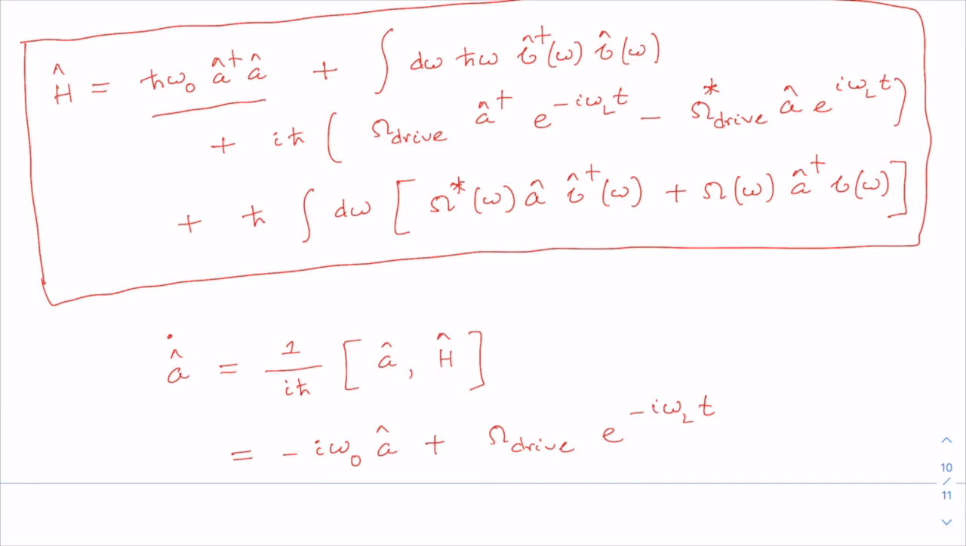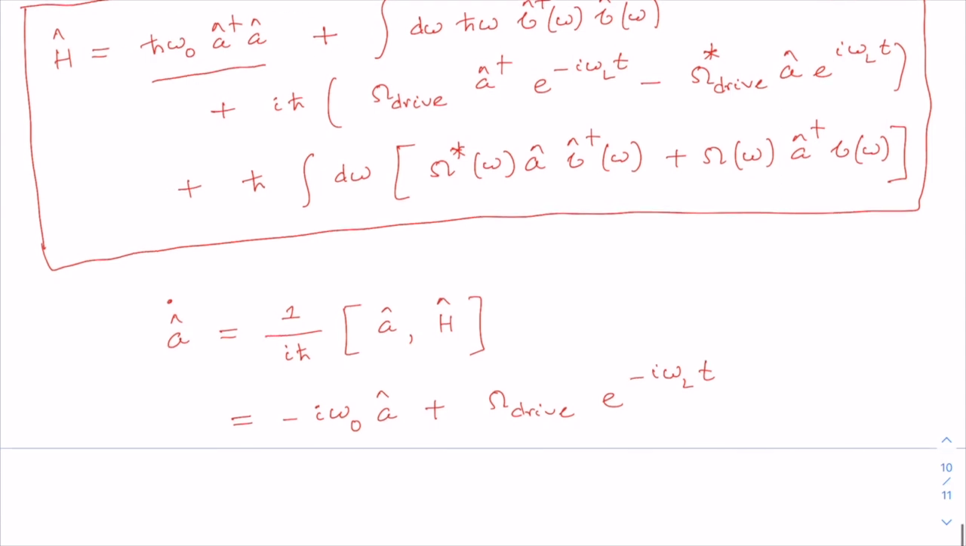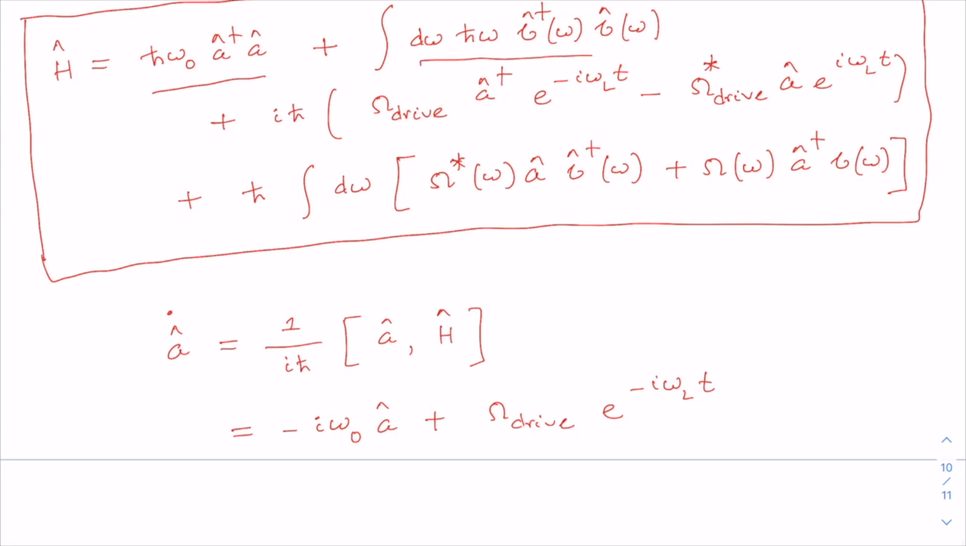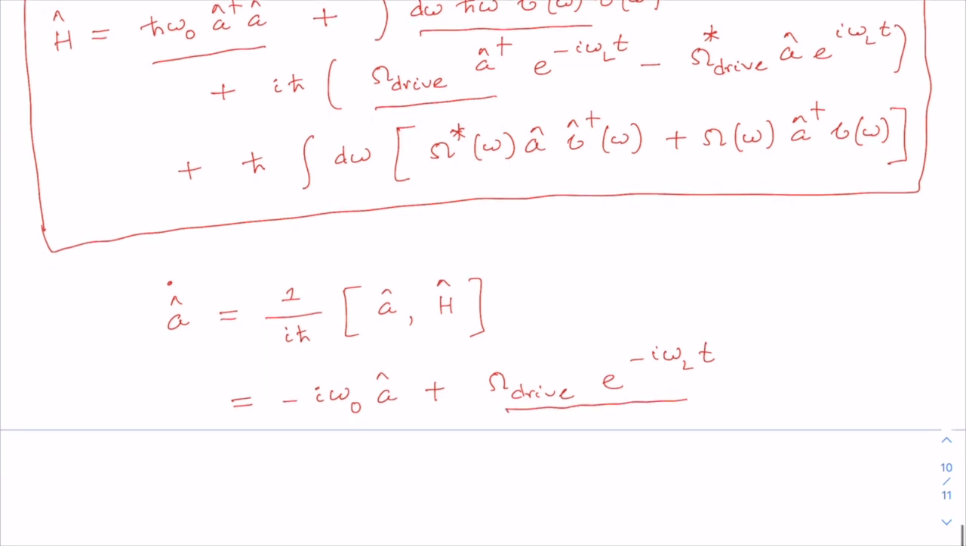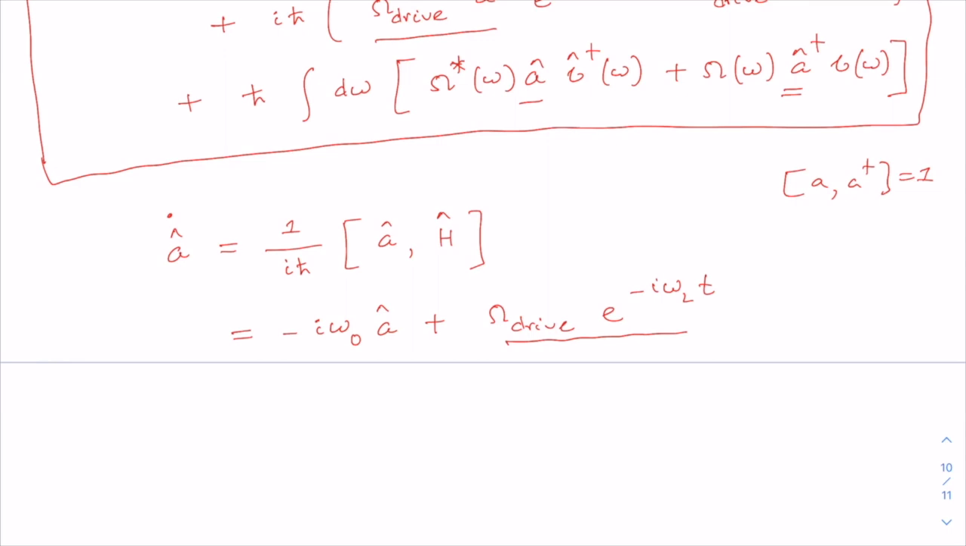And then the Bath oscillators are independent of the cavity mode, so this term is not going to contribute. And then you'll have this particular term, and what else you will be left with is the last term, because the commutator of a and a dagger is equal to 1, so you have to exploit that. So exploiting that, you will have this particular term now, that would be minus I integration d omega capital omega of omega b of omega.